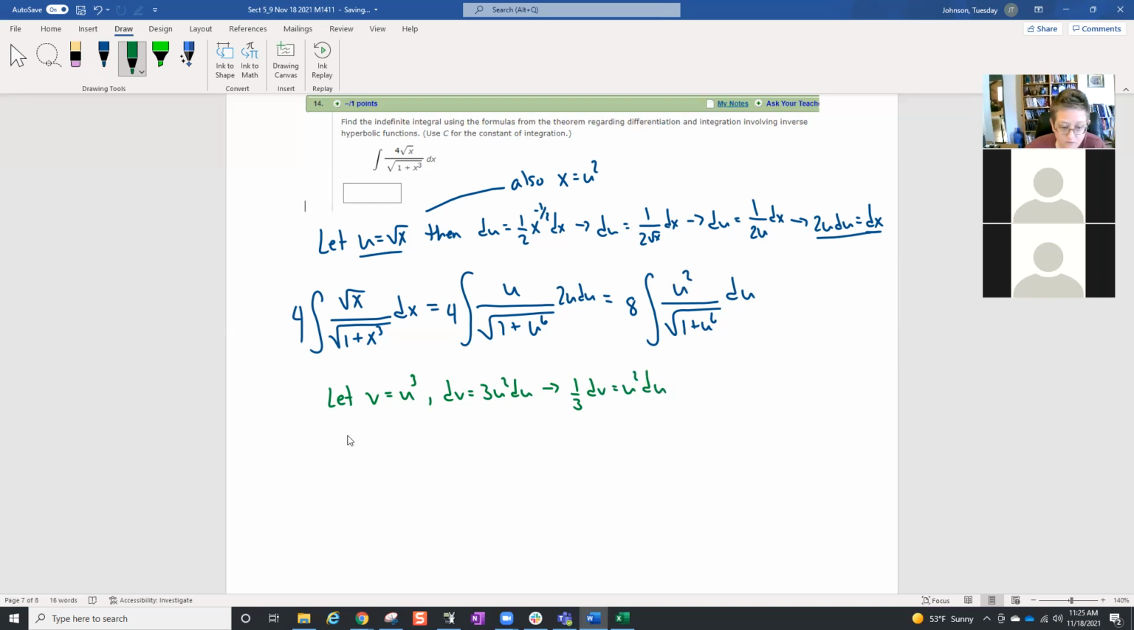All right. So this one becomes, I still have my 8, my integral, and this u squared du makes 1/3 dv. The denominator is now the square root of 1 plus v squared, and we can tighten that up a little bit as 8/3 times the integral of 1 over the square root of 1 plus v squared dv.